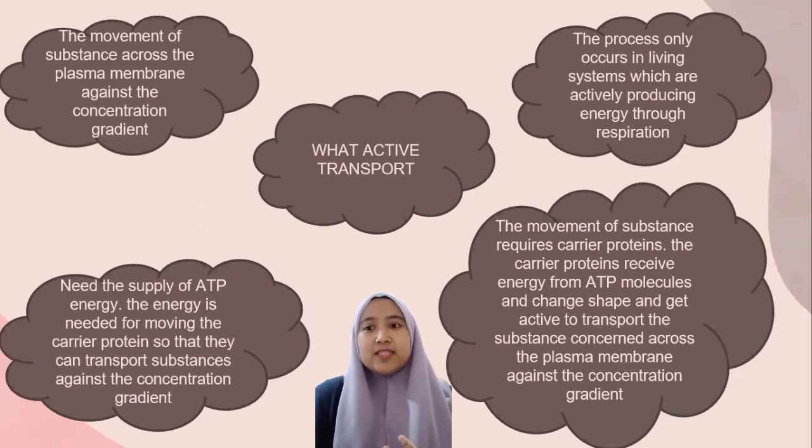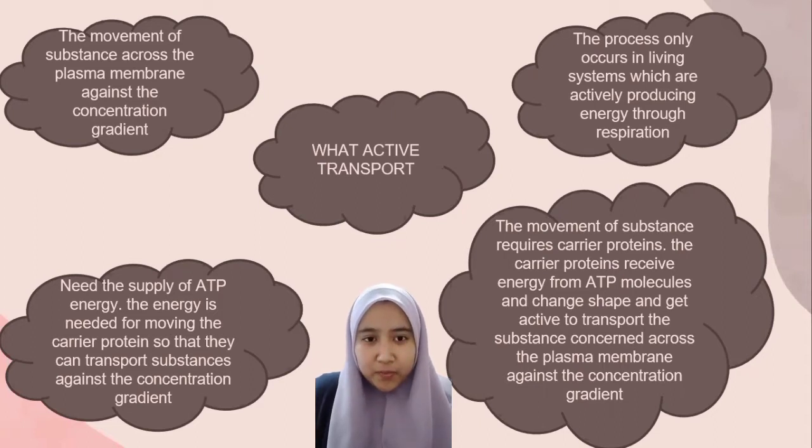The energy is needed for moving the carrier protein so that they can transport substance against the concentration gradient. The movement of substance requires carrier proteins. The carrier protein receives energy from ATP molecule and changes shape and gets active to transport the substance contained across the plasma membrane against the concentration gradient.